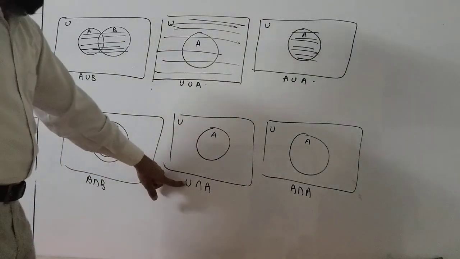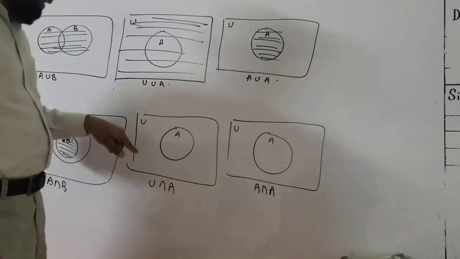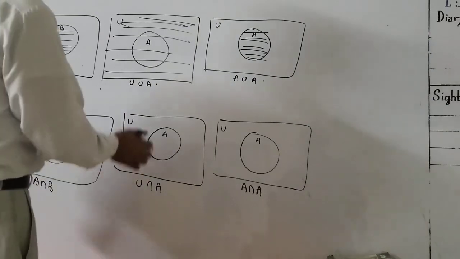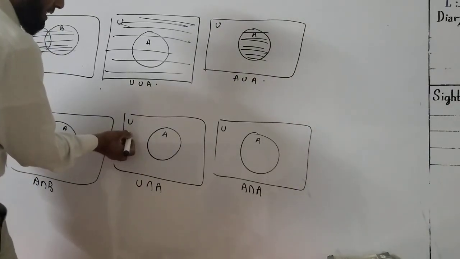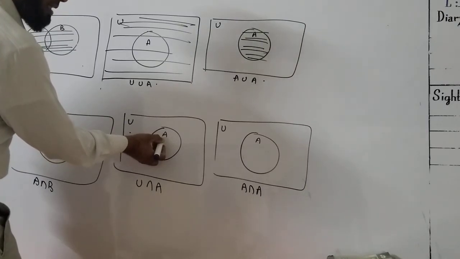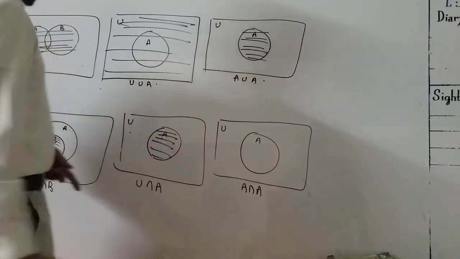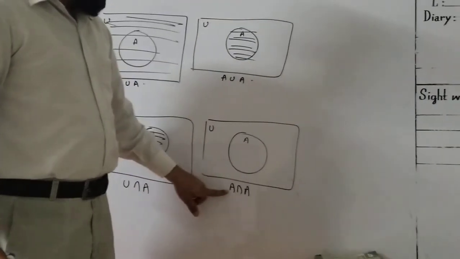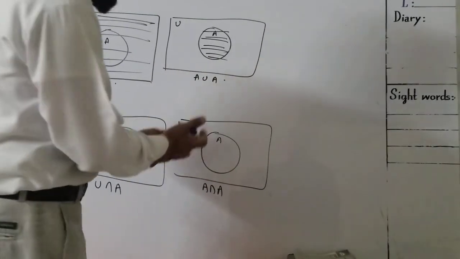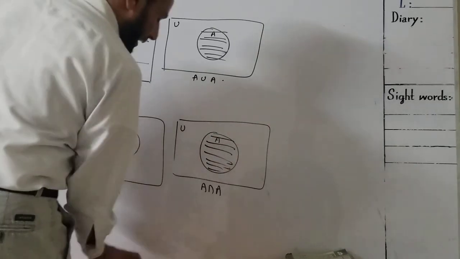In this case, universal intersection A, the area which is represented by the universal set as well as the area represented by the set A. So this is the area represented by the universal set but not the area of A. This is the area represented by the universal set as well as the set A. So we have to shade only A. Similarly, A intersection A, the area represented by set A as well as A. In both cases the meaning is A. So we have to shade only set A.